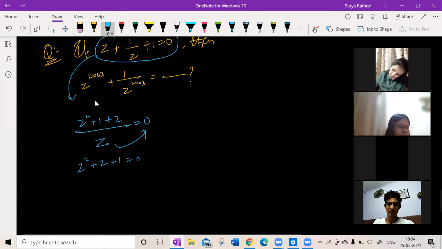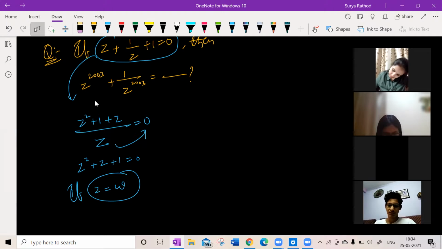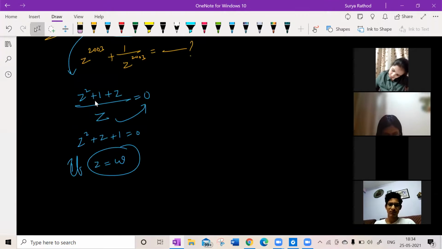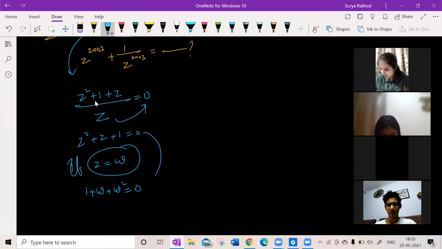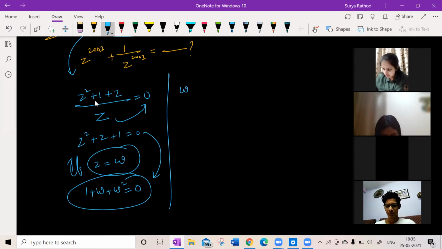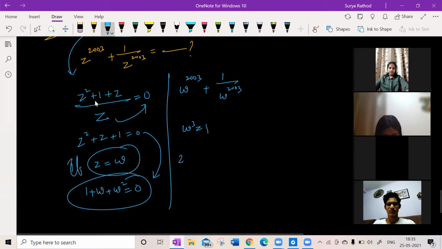So see, if z is equal to omega, hello everyone, try to listen here. If z is equal to omega, then 1 plus omega plus omega square is going to give me 0. Compare this. I'm substituting over there, so I got this now. What is it saying? z to the power of 2003. So z, which I took as omega, can be written as omega to the power of 2003. Omega cube is equal to 1, we know, but what is omega to the power of 2003?